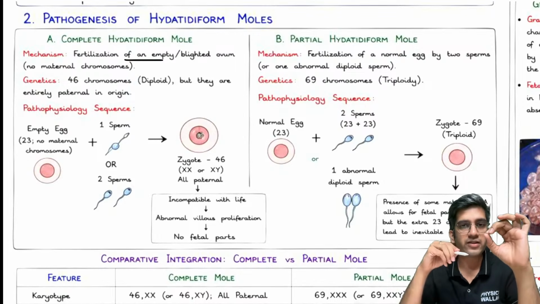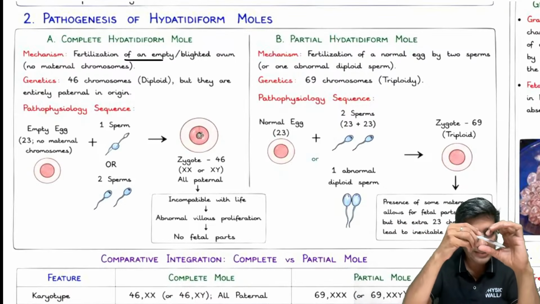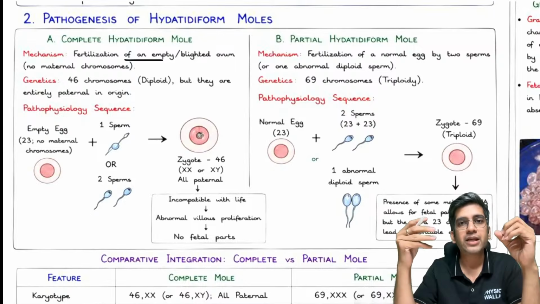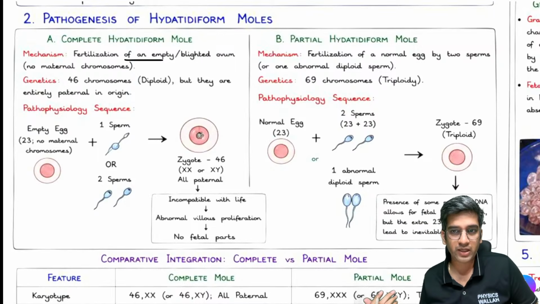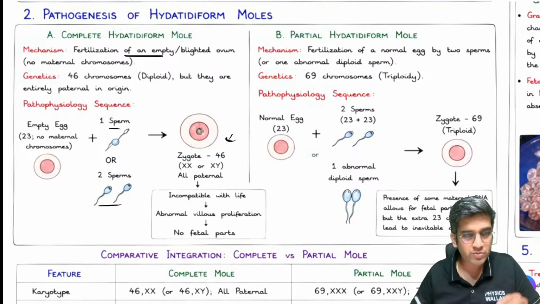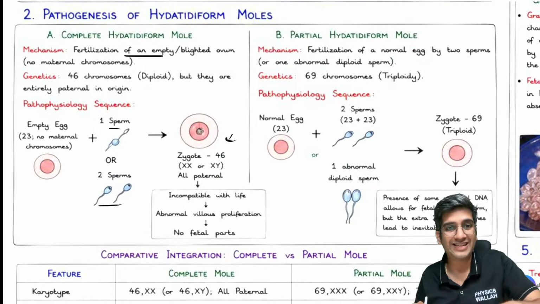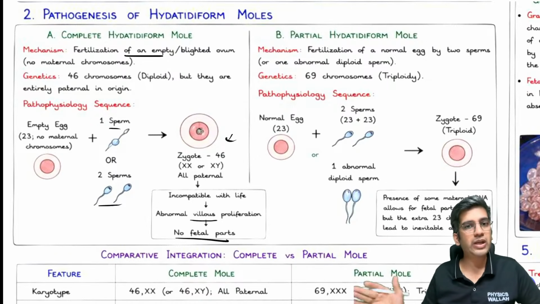No genetic material inside, and a sperm fuses with it. When a sperm enters this ovum, it cannot become a zygote because I need 46 chromosomes. You have 1 sperm or 2 sperms multiplying, having 46 chromosomes, which will be all paternal, and that is not compatible with life. Abnormal villus, no fetal parts, will abort.